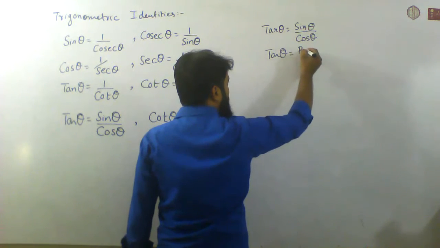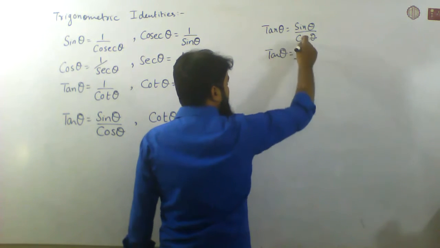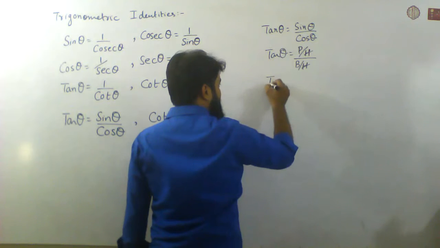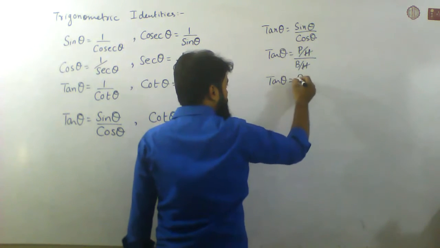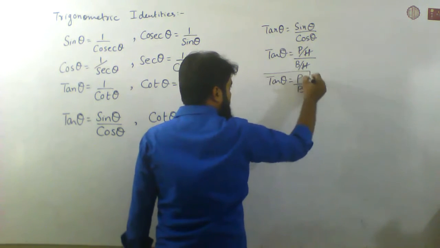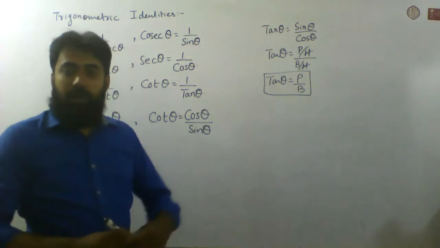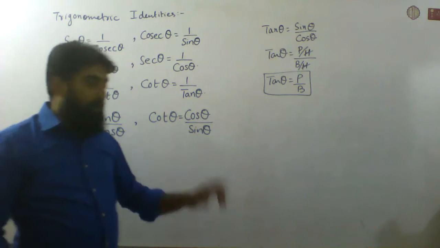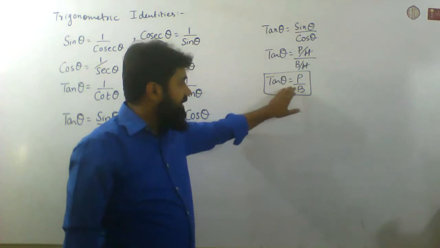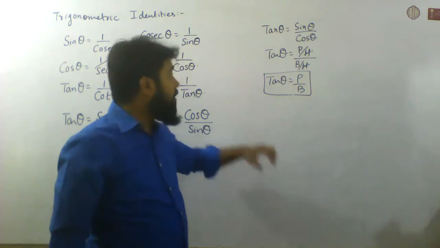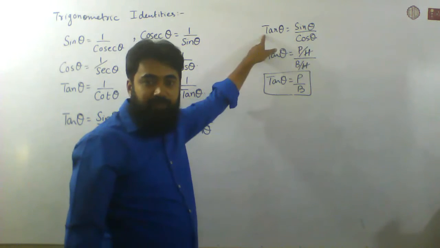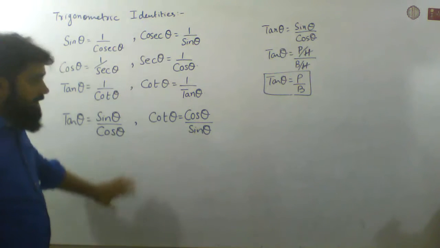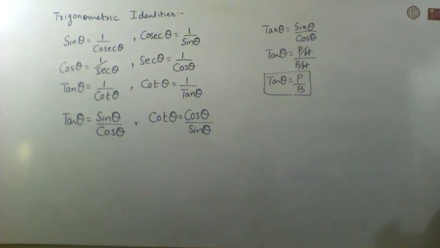Sin theta is perpendicular upon hypotenuse, and cos theta is base upon hypotenuse. Hypotenuse and hypotenuse will cancel. So tangent theta equals perpendicular upon base, which is the ratio of sides of a right angle triangle. We know tangent theta is perpendicular upon base, and from here I have derived that tangent theta equals sin theta upon cos theta. In the same way, all the other working can be done.